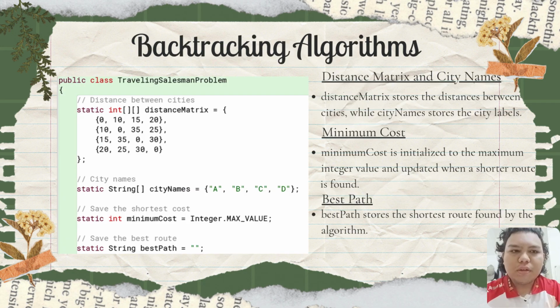For the backtracking algorithm, the first one is distance matrix and city names. The distance matrix stores the distance between cities, while city names stores the city labels. The second one is the minimum cost. Minimum cost is initialized to the maximum integer value and updated when a shorter route is found. And the third one is best path. Best path stores the shortest route found by the algorithm.